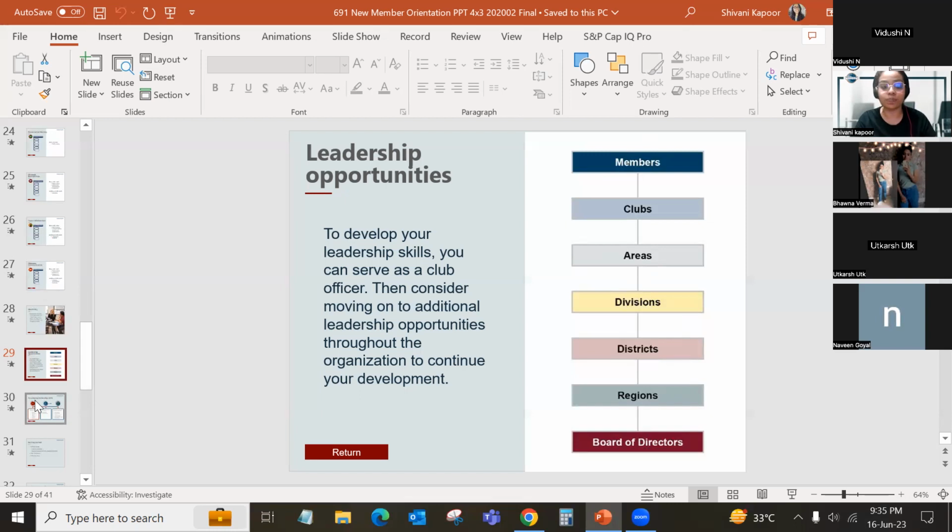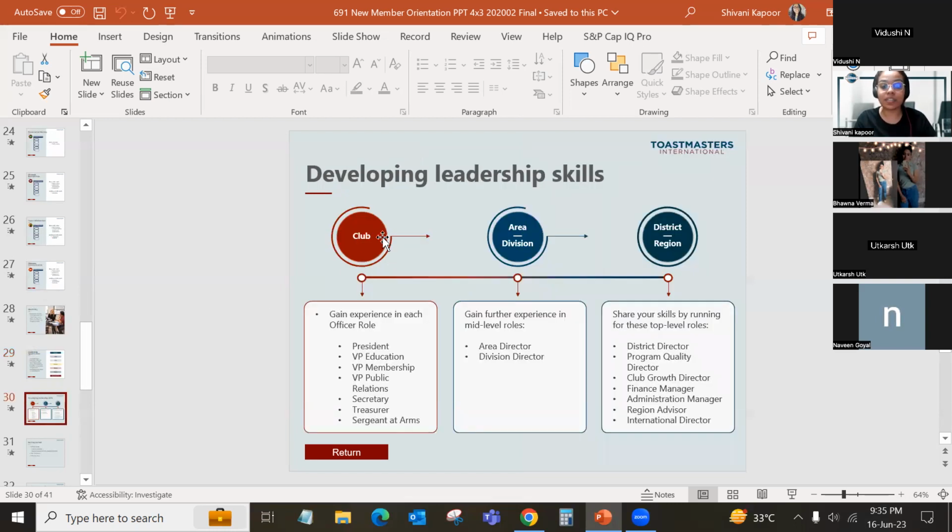Moving ahead, area and division have an area director and division director. At the district level, we have the district director and program quality director. They are the senior leaders of Toastmasters. To guide and support a club, the area director usually visits the club. Currently our area director is Ashish himself. Ashish Agarwal is the area director of our H2 area. And then we have the division director and so on.